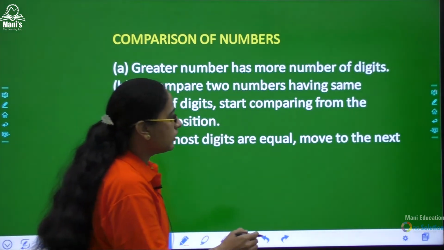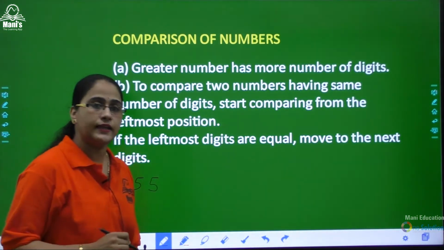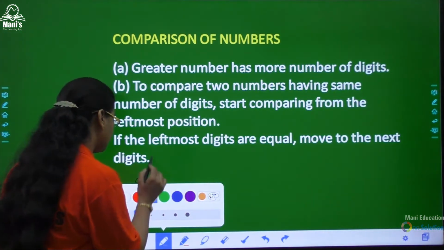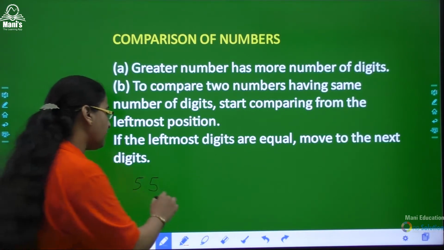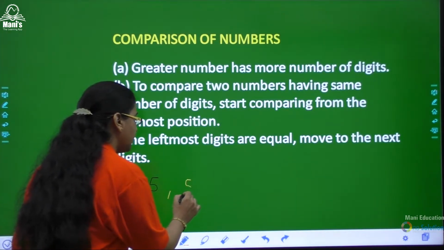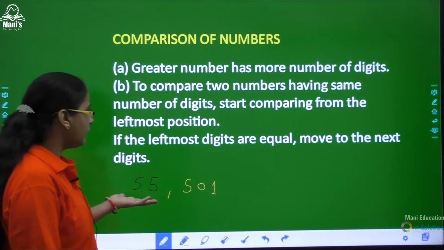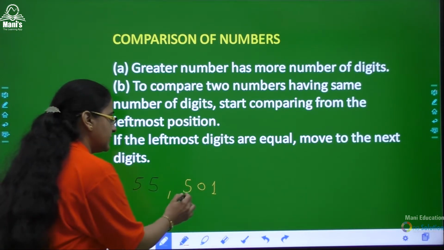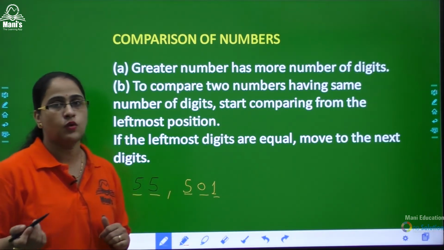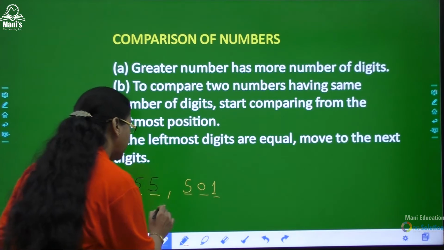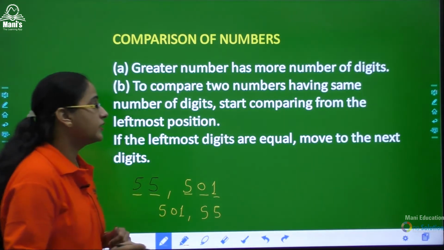Suppose I am talking about the number 55. There is only one number, so we can't compare. If I write one more number, 501, then I can compare. For comparison, we have to observe the number of digits of the 2 numbers. In this there are 3 digits and in this there are only 2 digits. So who will be greater? Definitely 501 is the greater number and 55 is the smaller number. Understood?